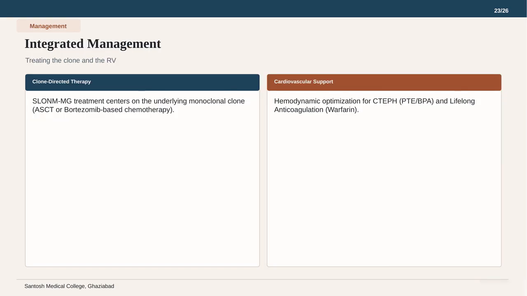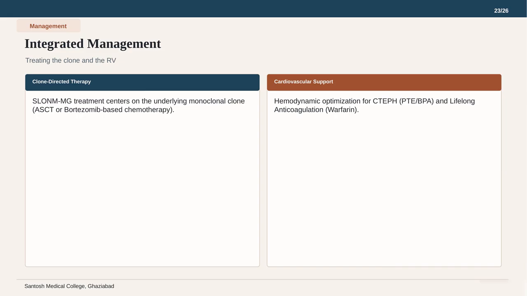Integrated management for this patient must address both the monoclonal clone and the failing right ventricle. Under clone-directed therapy on the left, the treatment for SLONM-MG centers on the underlying monoclonal clone. This often involves an autologous stem cell transplant or chemotherapy based on bortezomib. On the right, we see the cardiovascular support required for her CTEPH. This involves hemodynamic optimization through procedures like pulmonary thromboendarterectomy or balloon pulmonary angioplasty.